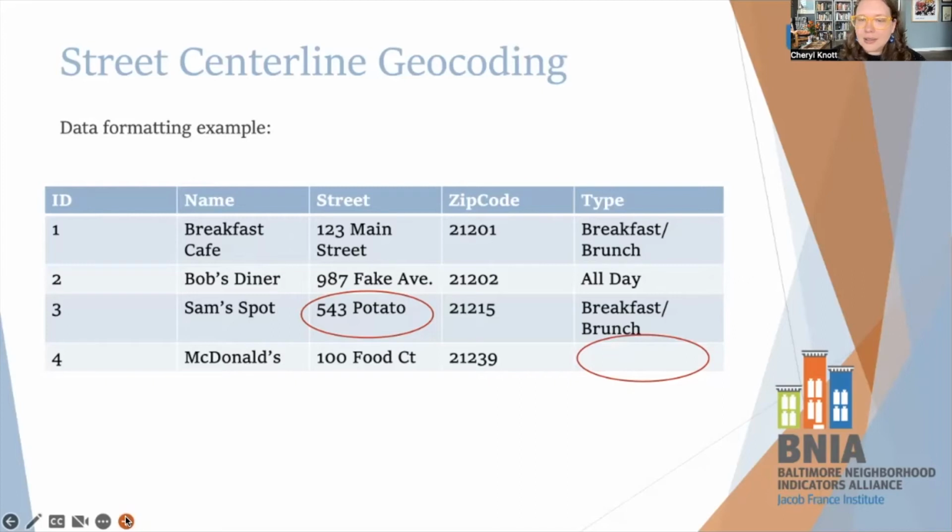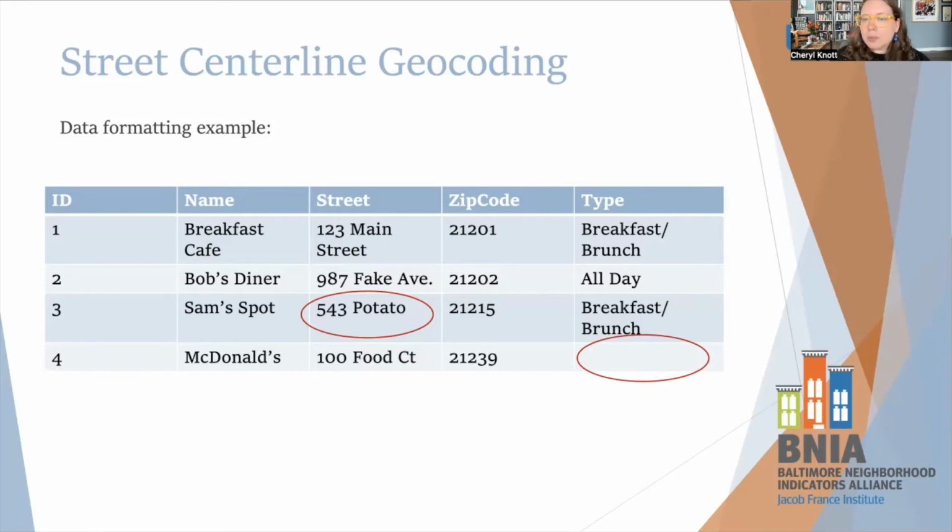So here I've highlighted a couple things in this data. Under type, I'm going to get started over here on the right-hand side. This here is an example of an attribute. So this describes the type of restaurant. So here we can see that both Sam's Spot and the Breakfast Cafe do breakfast and brunch. Bob's Diner serves food all day, but we can see here that we have a missing value for this McDonald's location. So in this example, we have a null value, so a blank value under type.